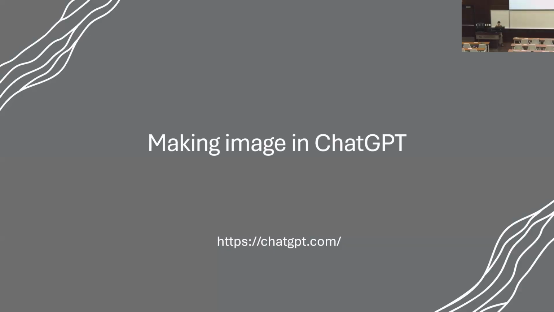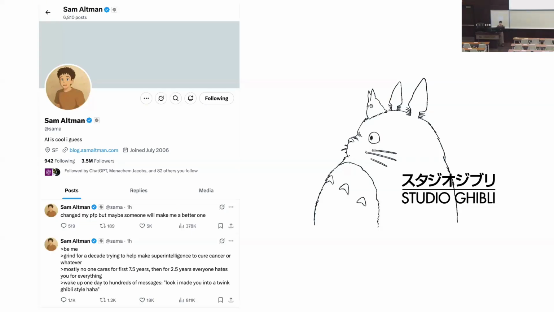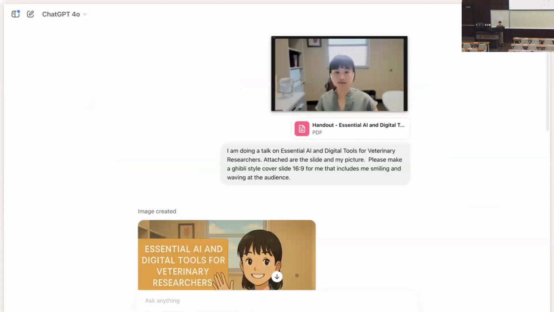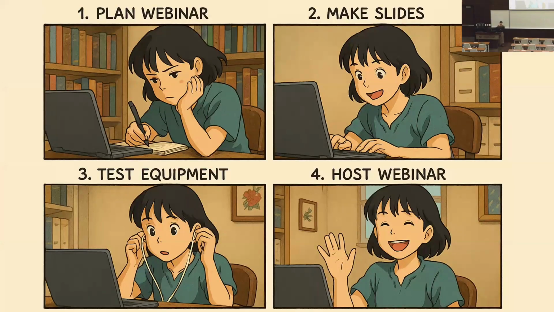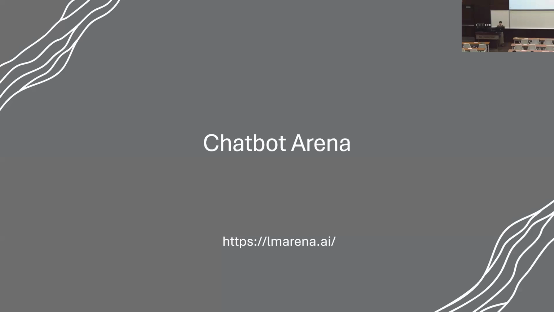And also, recently, it got very popular for people to make a Ghibli image using ChatGPT. So I also did it for this presentation. I just uploaded my picture and said, I'm doing this talk, can you make me a Ghibli style cover slide in the 16:9 format? And this is what I got. And it can also help me show how I prepare for this presentation, plan the webinar, make slides, text recruitment, and host a webinar.